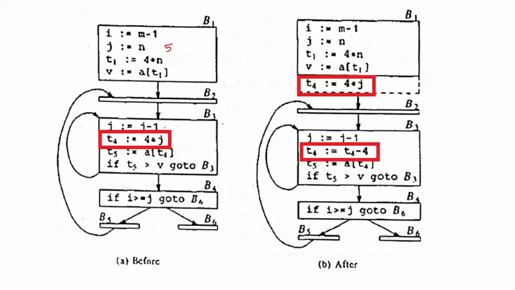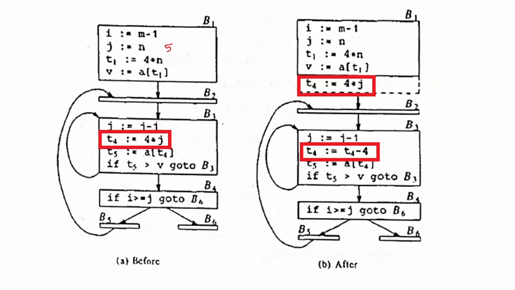When it enters this block, J equal to J minus 1, which means the J value will be 4. So T4 is equal to 4 into 4, which is 16. In the next iteration, we again decrement the J value, so it will be 3, which means 4 into 3, 12. Again in the next iteration it will be 2, so 4 into 2 is 8.